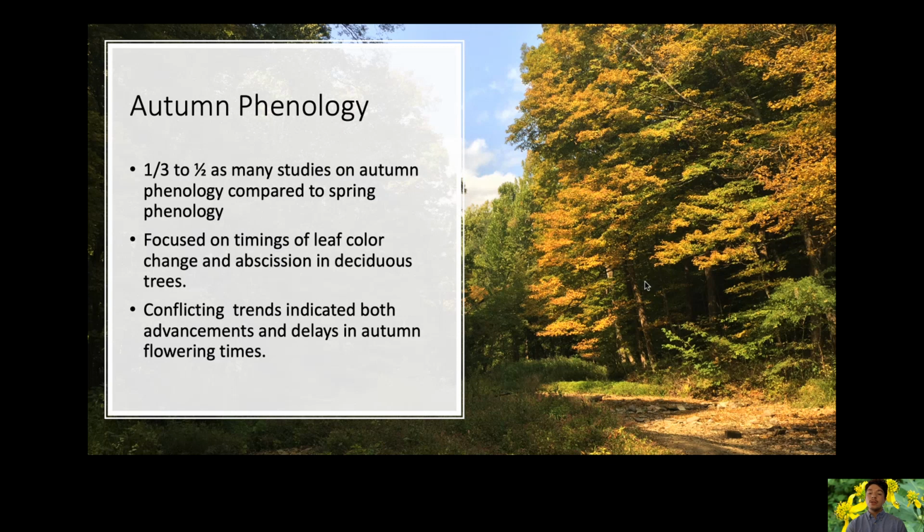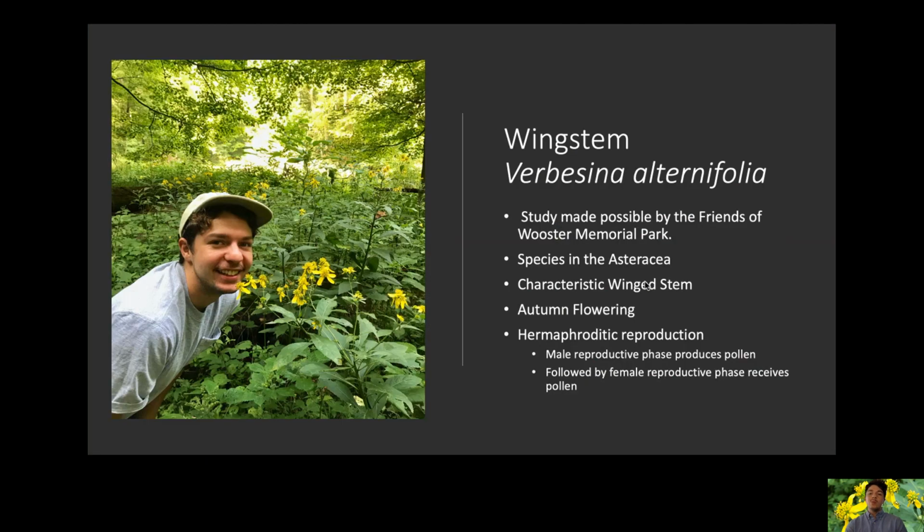The studies that do look at what I'm interested in, which is flowering times, indicate trends that seem to show both advancements in flowering times and delays in flowering times. So to get a better insight into what's happening in autumn flowering times in response to climate change, I decided to look at my study species, wingstem, also known as Verbesina alternifolia. This is an autumn flowering species in the Asteraceae.